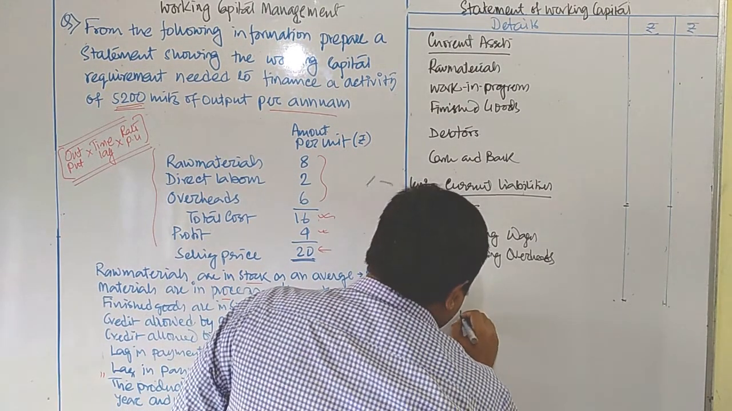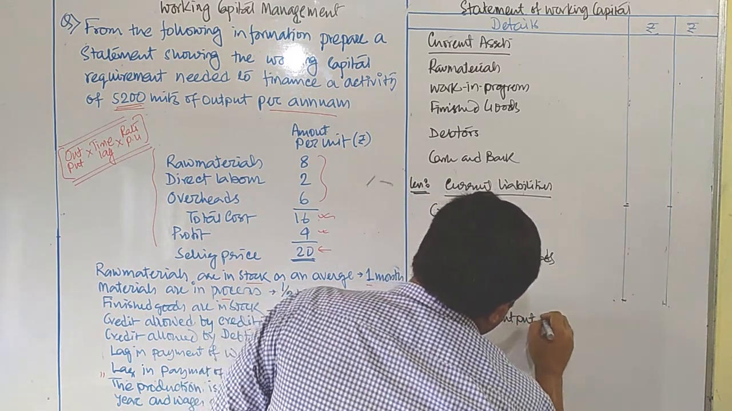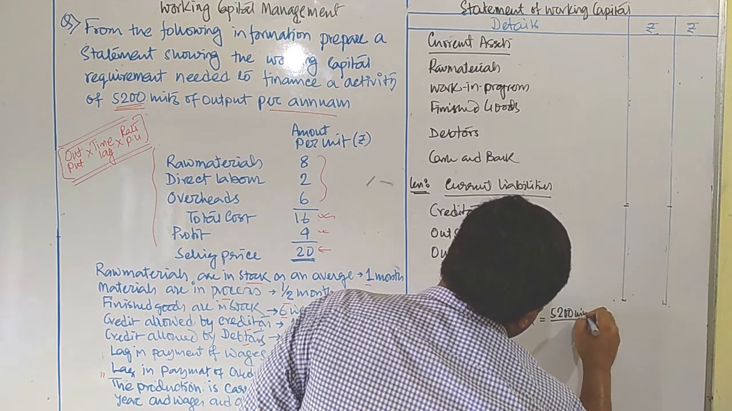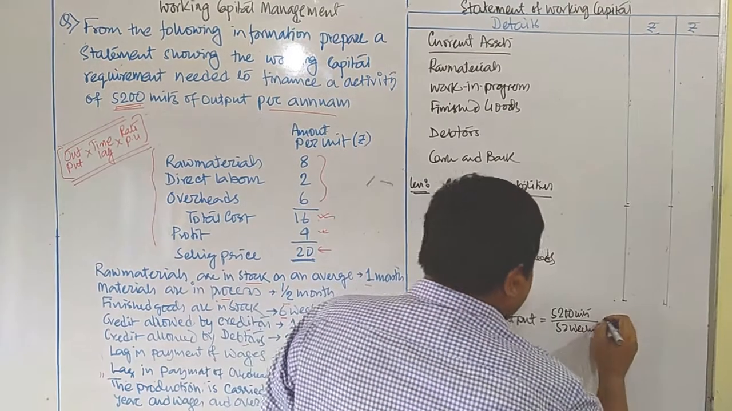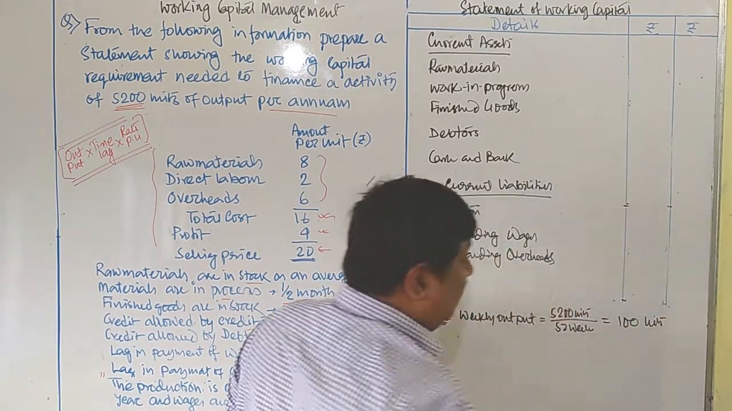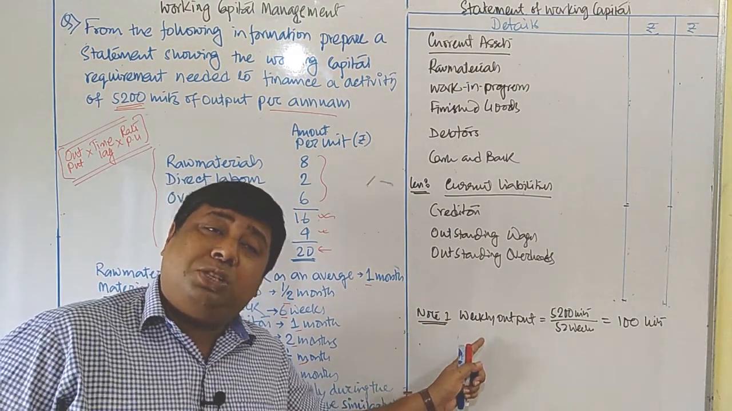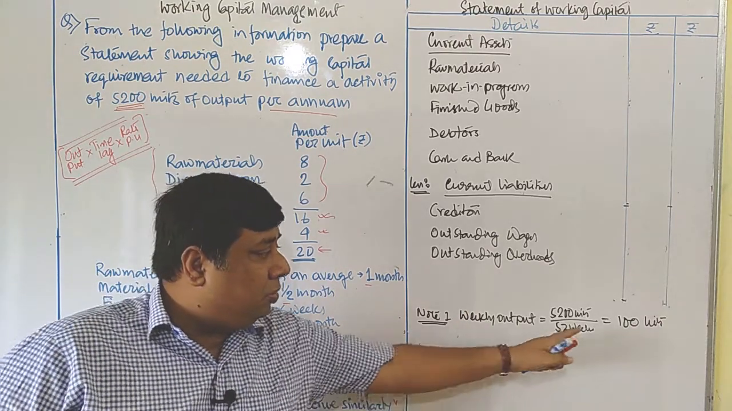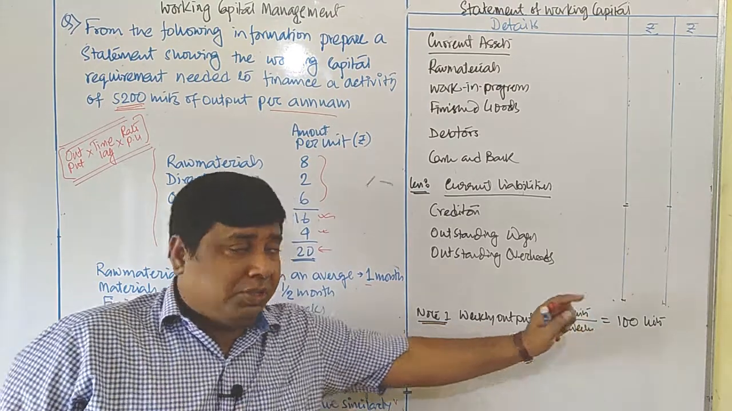Now, weekly output, 5200 units divided by 52 weeks, you are getting 100 units. In fact, there is no hard and fast rule. You can consider the same question on monthly output also, but in case of weekly output, you are getting probably the easier figure, easier units.